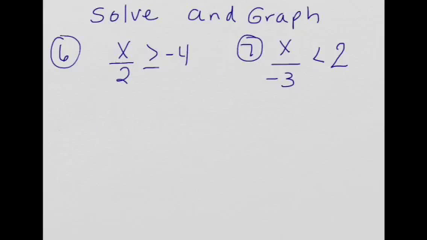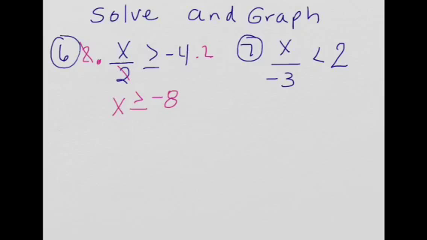Now we're going to solve and graph. So the first thing we're going to ask ourselves is, what math operation is x over 2? And that's division. What's the opposite of division? That's multiplication. So we're going to multiply both sides by 2. This cancels out the 2, leaving x is greater than or equal to -8.